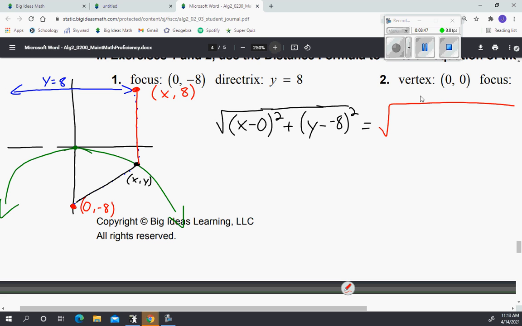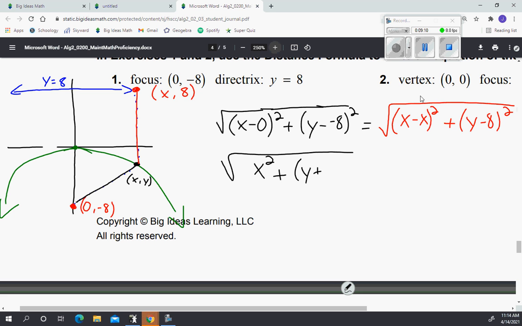where we have x minus x squared plus y minus 8 squared. Okay, now we're just going to simplify. x minus 0, that's just x. We're going to have x squared plus y plus 8 squared. That's going to equal, simplify the red, x minus x is 0, and 0 squared is 0. So we're going to have just y minus 8 squared.